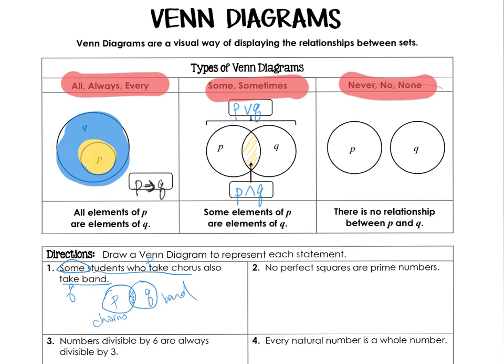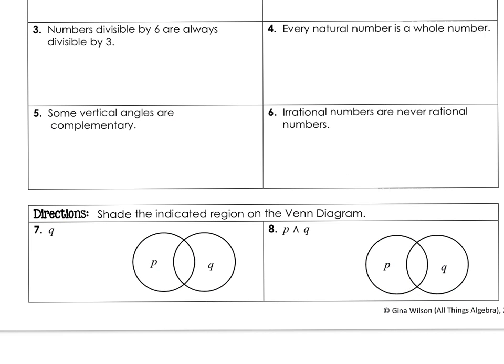Number 2, no perfect squares are prime numbers. So we have two sets, perfect squares and prime numbers. In this circle, this is perfect squares, and this circle is prime numbers. They don't overlap at all.